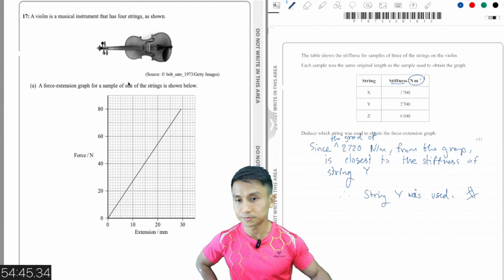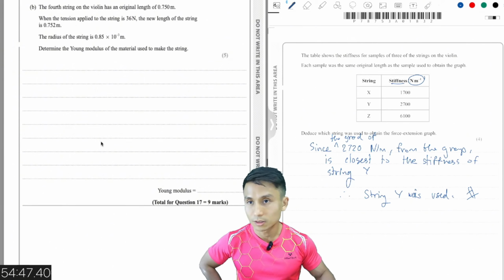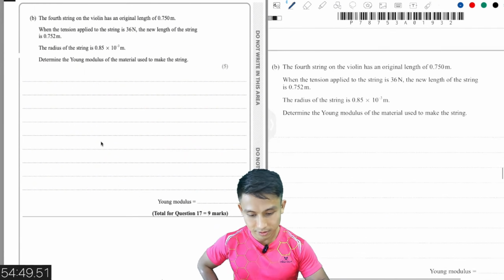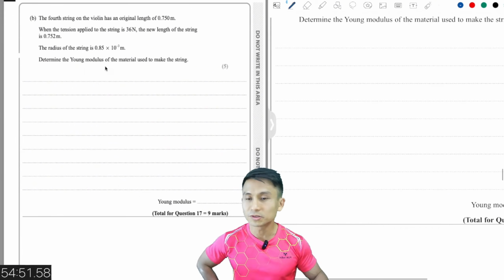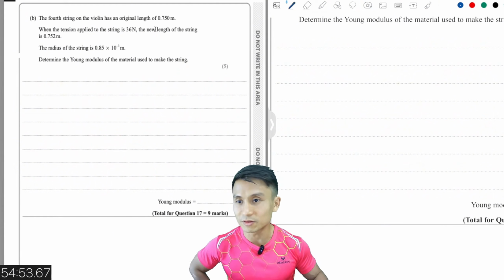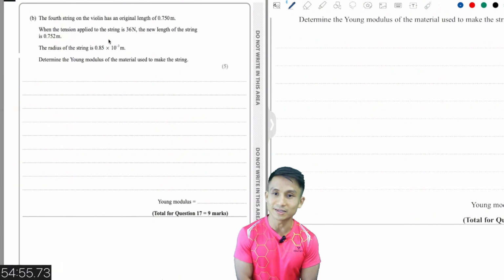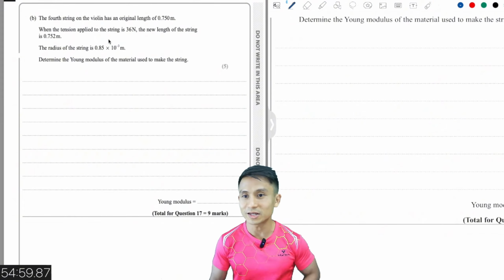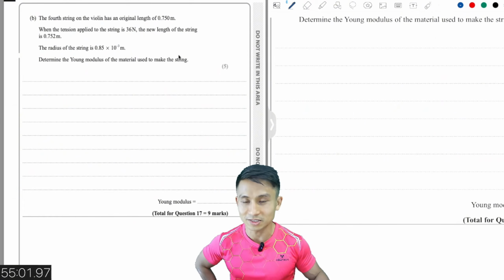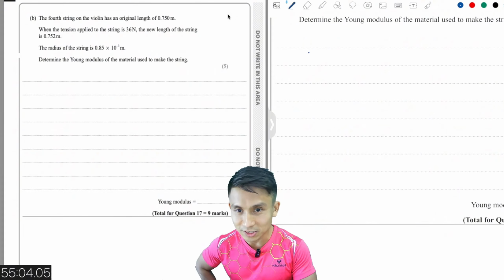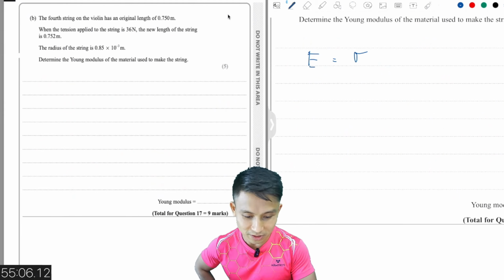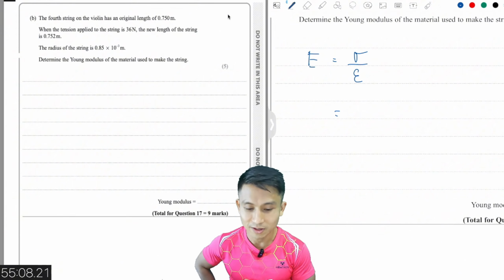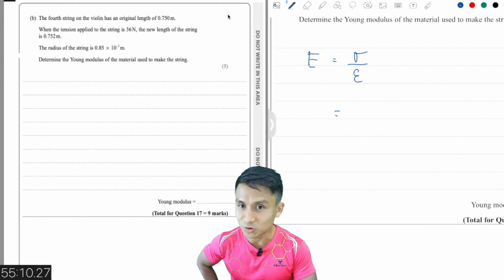Okay, here we go. B. The fourth string on the violin has an original length of that. When tension applied to the string is 36, the new length of the string is that. Radius of the string is that. Determine Young modulus. Okay, so Young modulus E is just stress divided by strain. Stress is just force over area.